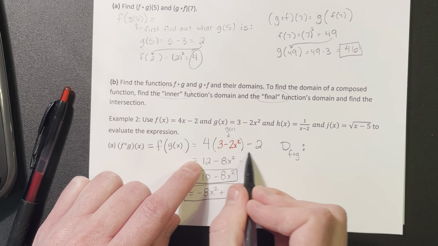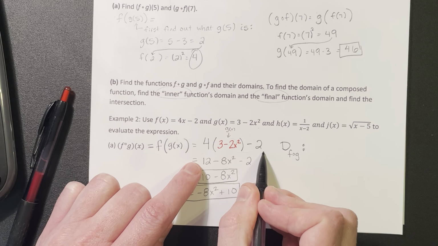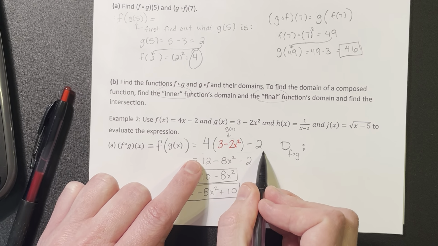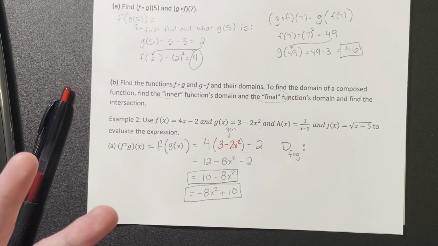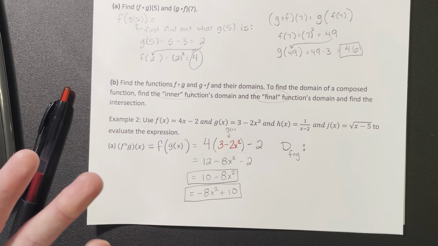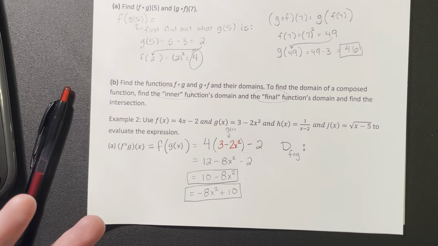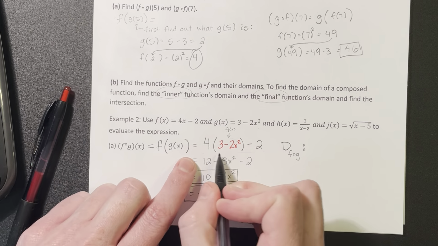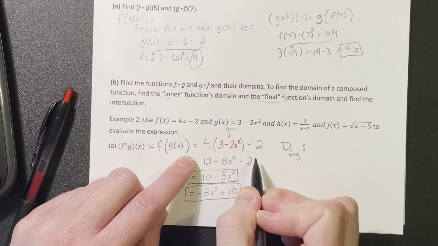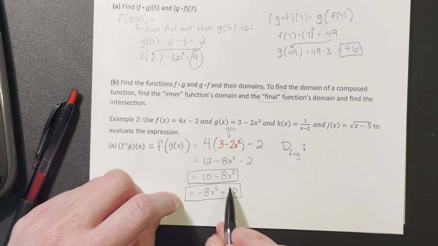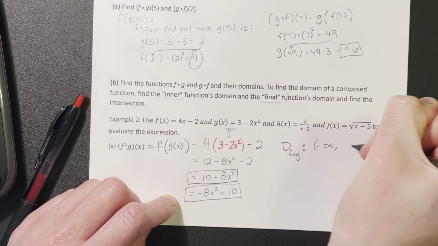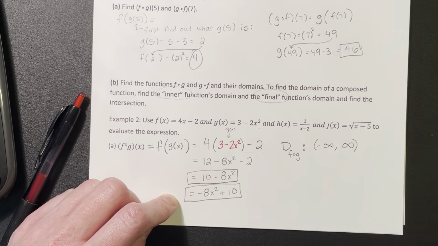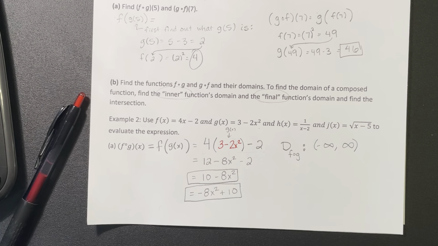When we look at the overall function, we ask ourselves mainly two questions. Are there any square roots? And is there a fraction with x in the denominator? So, are there any rational functions? And we don't have either one. So since we don't have either one, there are no restrictions in this case, which means our domain is just all real numbers, or negative infinity to infinity.